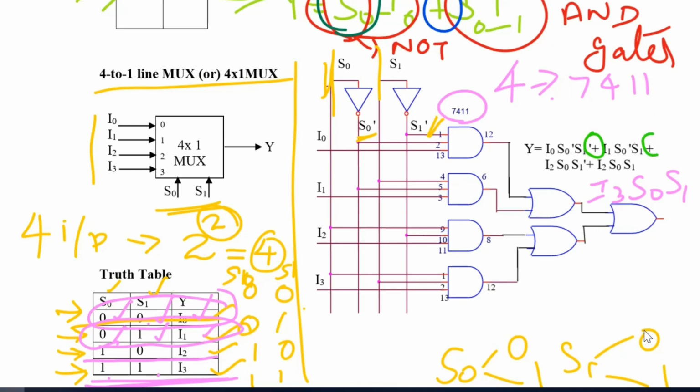OR gate 1, 2, 3. We need 3 OR gates. OR gate 7432.